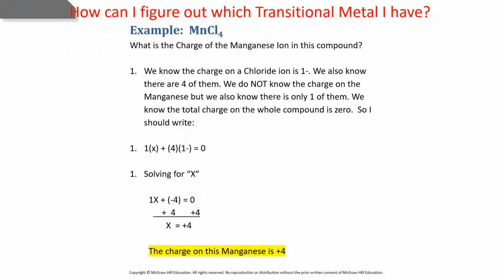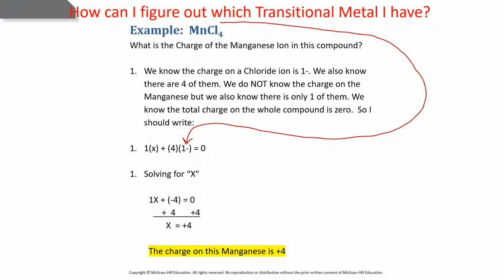Okay? But what if I can't just do a switcheroo very easily? What if I'm unsure? What if there's an overall charge on the whole entire thing where I'm trying to figure out the transition metal charge? Well, I'm going to give it basic algebra, okay? Here's my basic algebra. I know that a chloride ion is a -1. I know that because if I look on the periodic table, I can see that chlorine is in group 17, and all of group 17 nonmetals have a charge of 1- all the time.